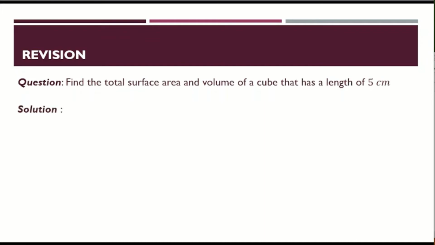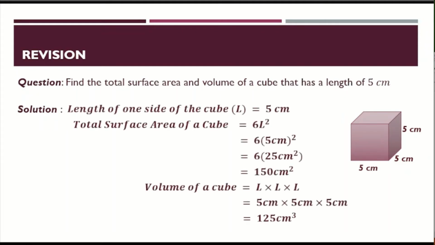In the solution, we have a cube and the length, the width and height of the cube are the same. So if the length is 5 centimeters, it means all its dimensions are also 5 centimeters. So to find the total surface area, we use the formula 6L squared. That is 6 times the length again.